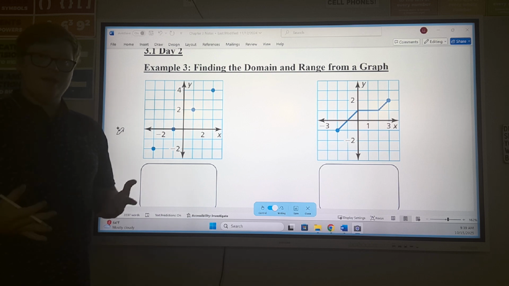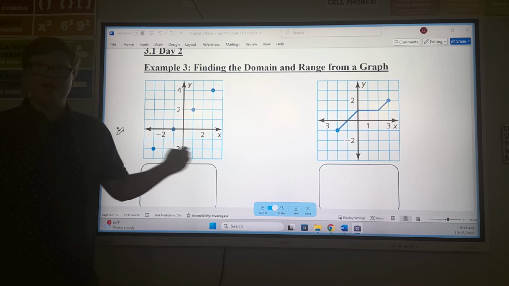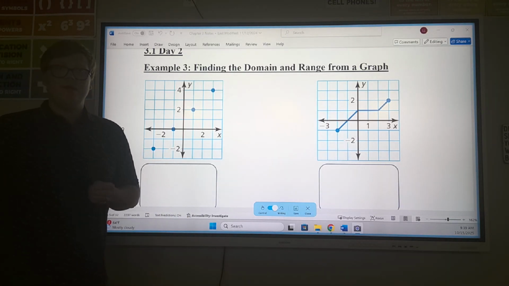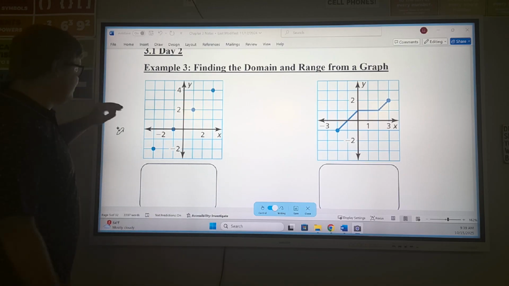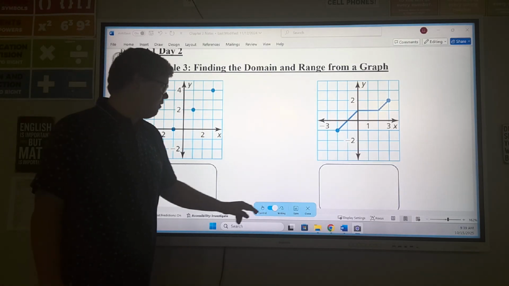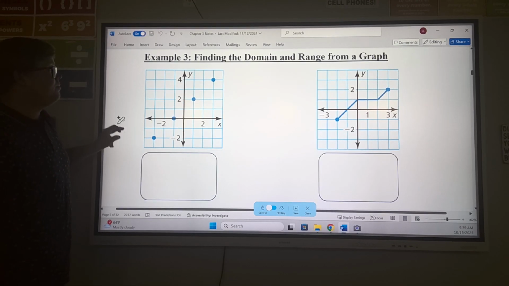We're talking about domain and range. Yesterday we talked about what domain is and what range is. So if you don't remember what the definitions of those are, go ahead and watch the previous lecture or look at the notes that we've done in class. So today we know that domain is going to be all of the possible input values, and range should be all the possible output values.